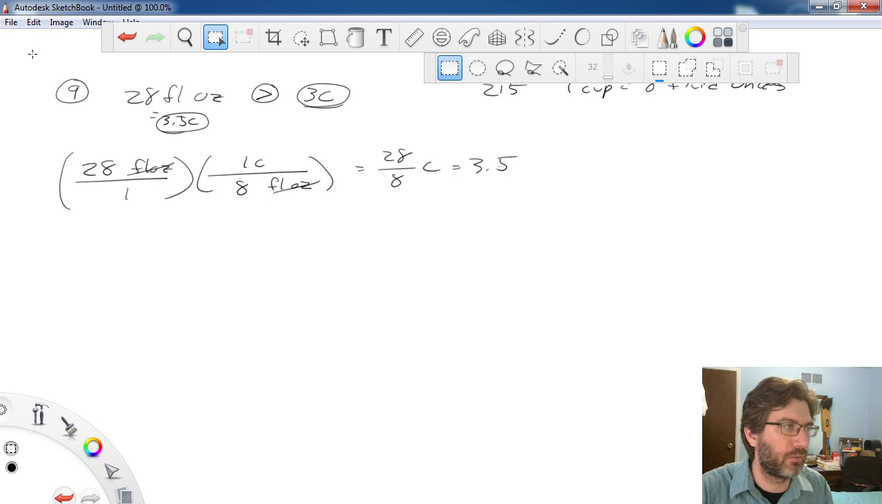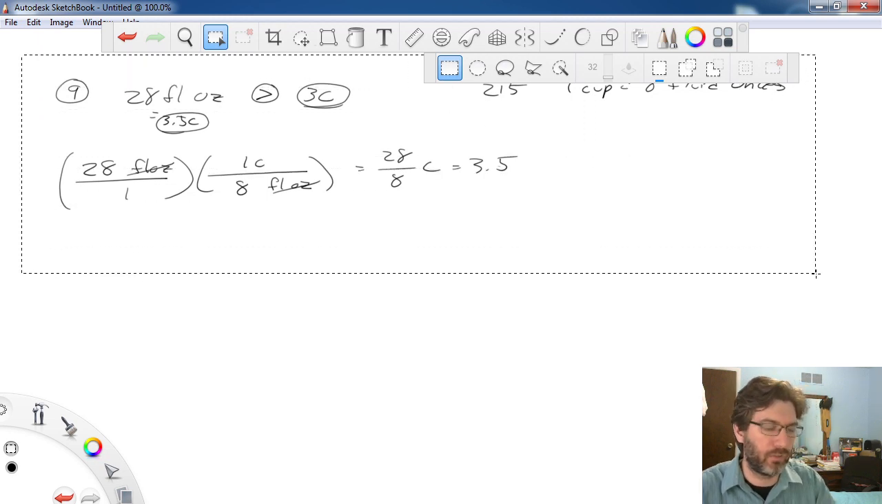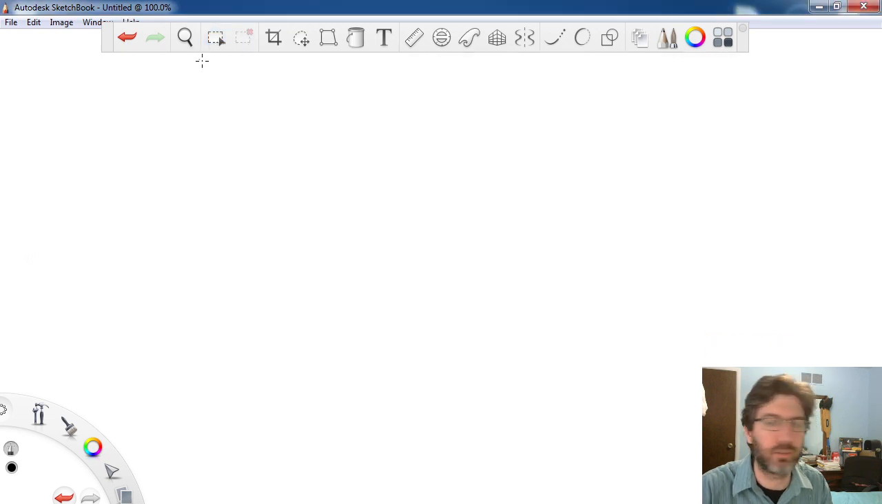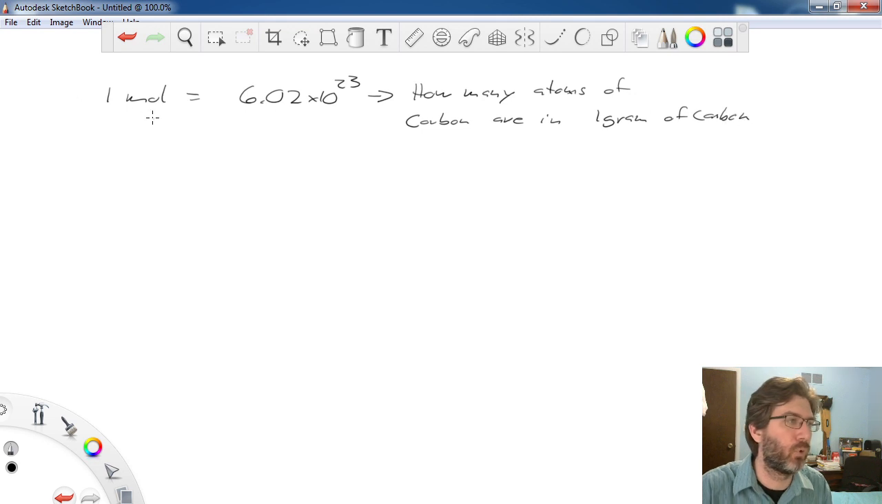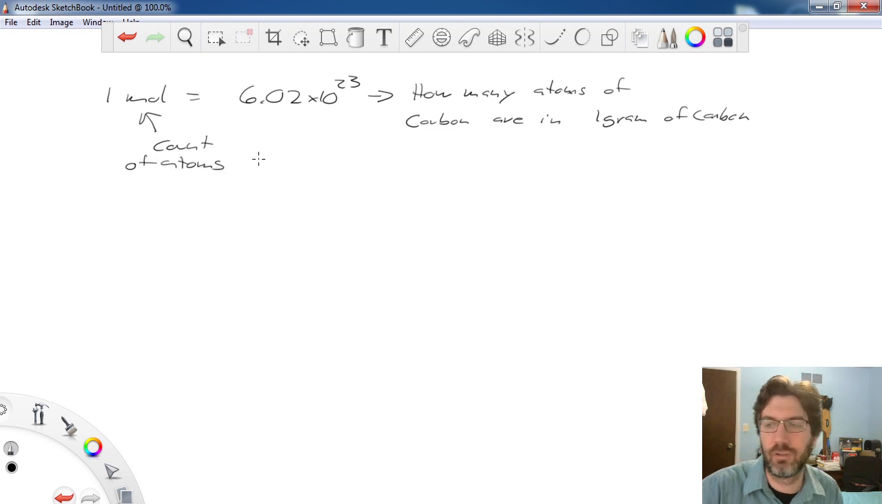You don't need notes, it's the same thing. So whatever I gave you yesterday is what it's really all about. We're just practicing it and doing more of it. 1 mole is equal to 6.02 times 10 to the 23rd. And this is how many atoms of carbon are in 1 gram of carbon. So a mole is a count of atoms in chemistry.